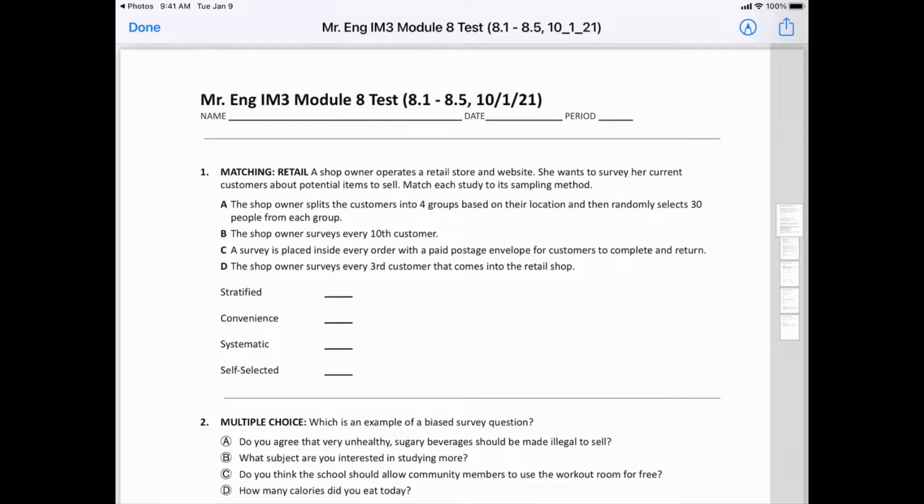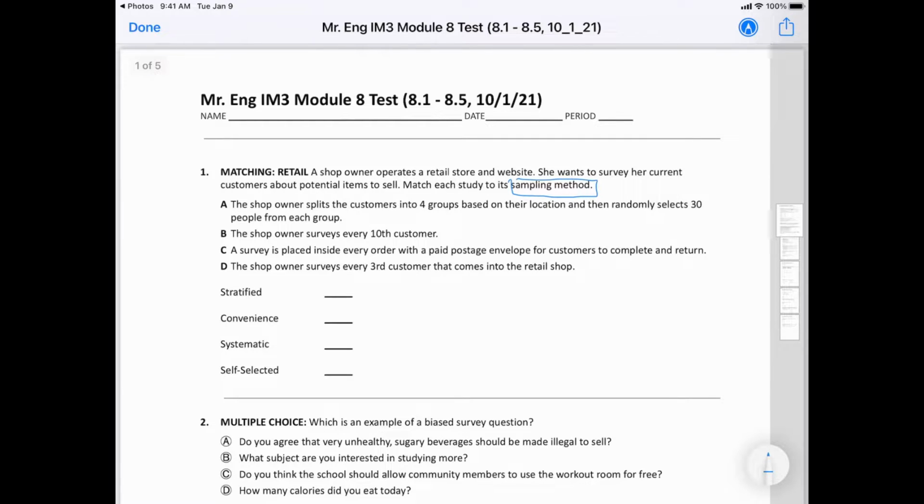Hey, math lovers, let's go over this Module 8 test, 8.1 to 8.5, taken October 1st, 2021. Matching retail. A shop owner operates a retail store and website. She wants to survey her current customers about potential items to sell. Match each study to its sampling method.